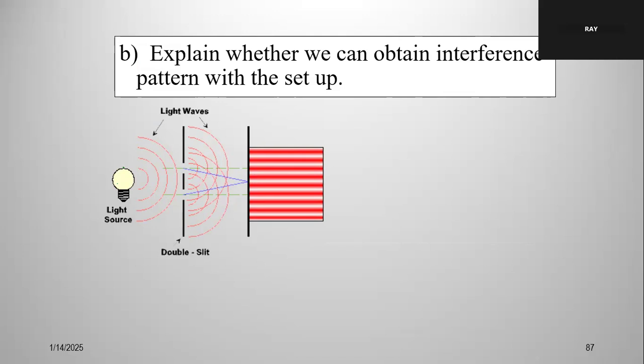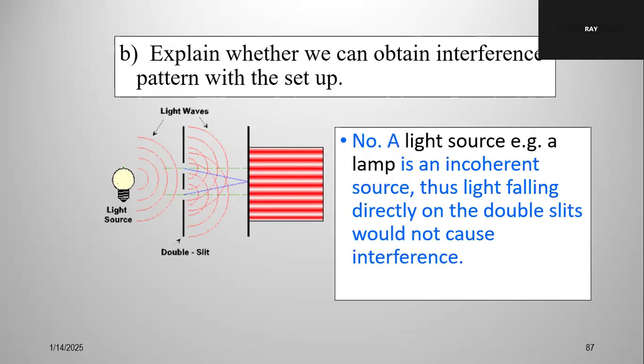Explain whether we can obtain an interference pattern with this setup. We use a light source, a double slit, and then a screen. Can we get an interference pattern or not? No. A light source or lamp is an incoherent source. Thus, light falling directly on a double slit would not cause interference. It has to be monochromatic. You have to put a single slit in front.